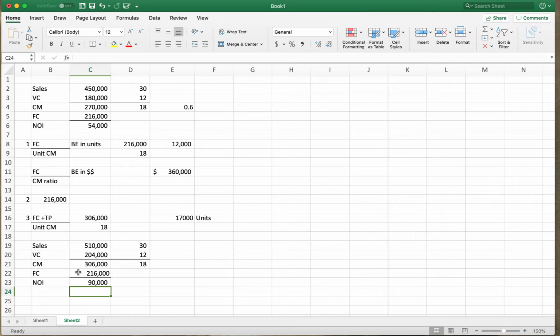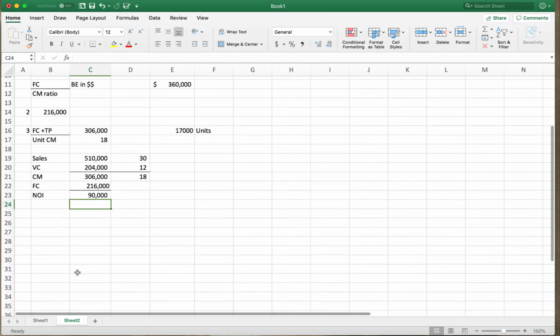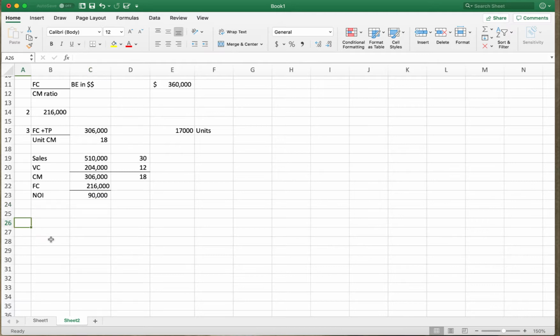Okay, so let's look at the margin of safety. We know what it is, and this is actually part 4 of the problem. So what is the margin of safety? Well, we know we're able to define it, but how do we calculate it? Well, it's easy. It's total sales minus the break-even point.